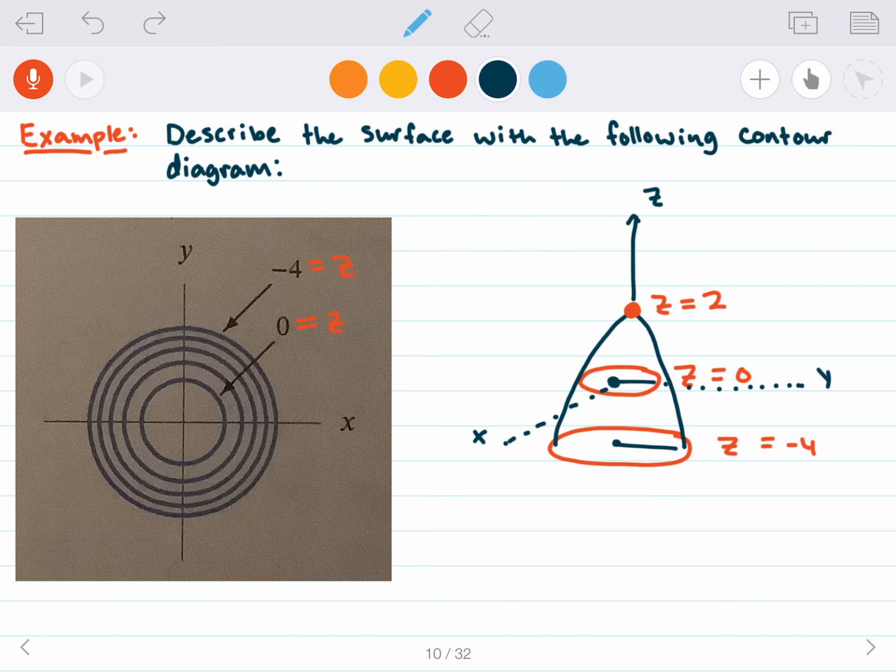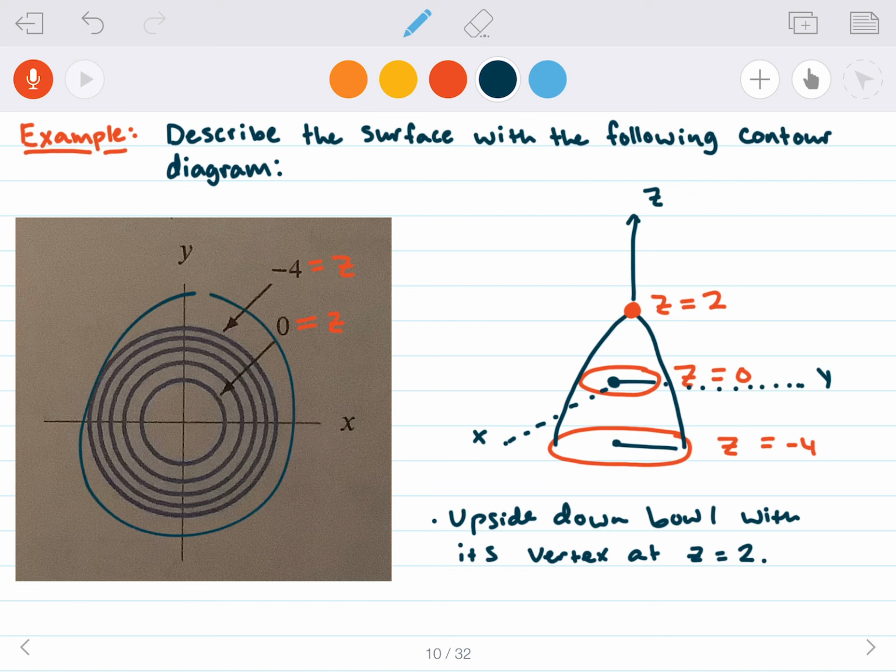And so to describe this, I would say this is an upside down bowl with its vertex at Z equals 2. So that's the idea of how we can take this contour diagram and project it into 3 space like that.